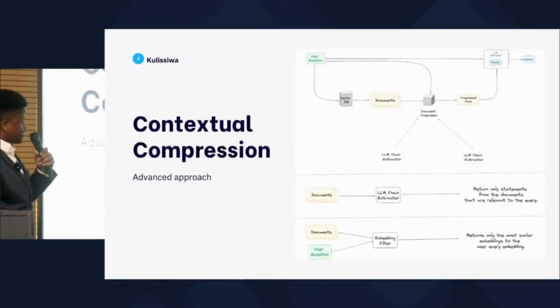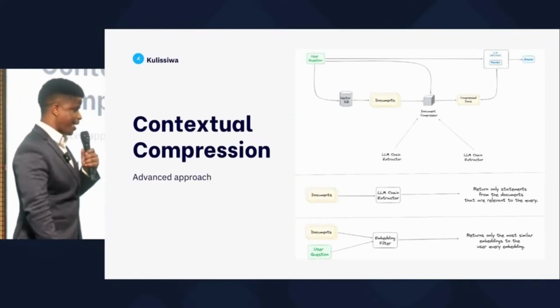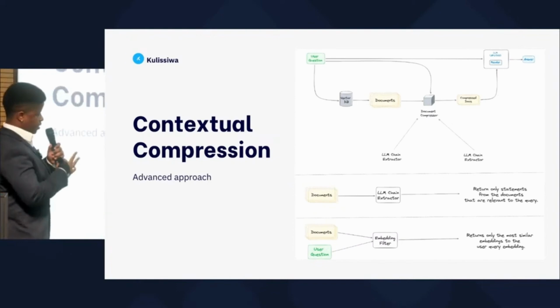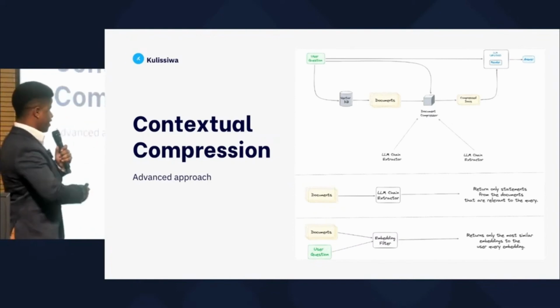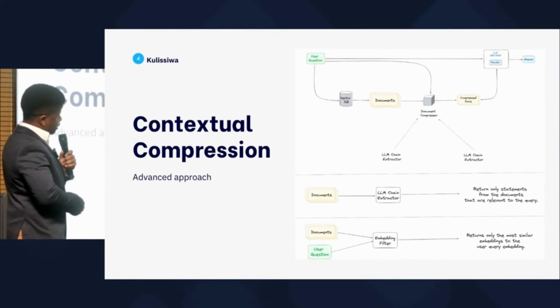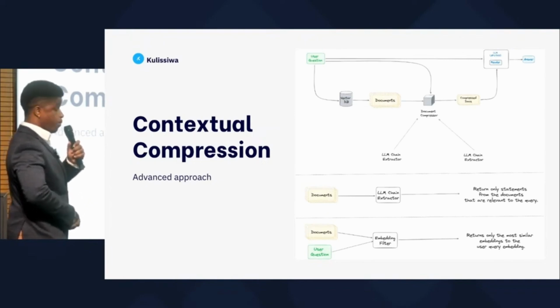Okay, so let's talk about contextual compression. There was a paper by Microsoft, and I tweeted about this. I think it went viral, this tweet. So the idea is very simple. You have your vector database, you retrieve your documents, but then before you pass the documents back to the LLM, you do one of two things or both.